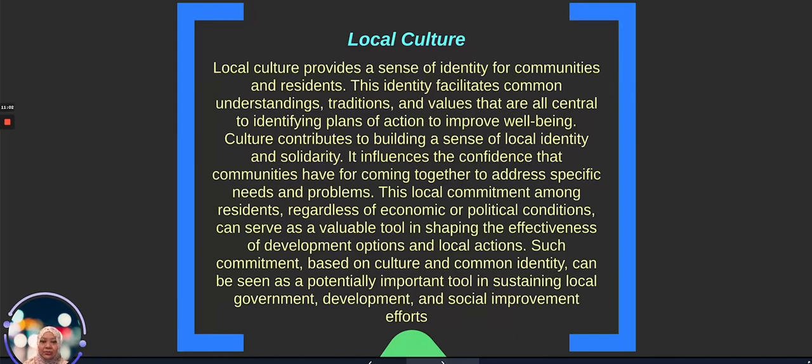In comparison to national culture, local culture is very specific and unique to one particular society or region. Local culture provides a sense of identity for communities as well as residents or members of that particular community. This identity facilitates common understanding, traditions, as well as values that are all central to the people in that particular culture. And remember, I said just now, we have acknowledged dim sum as the national food for Malaysia because they use halal ingredients.